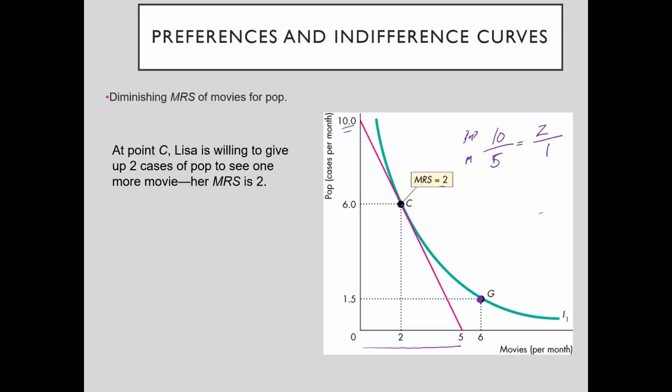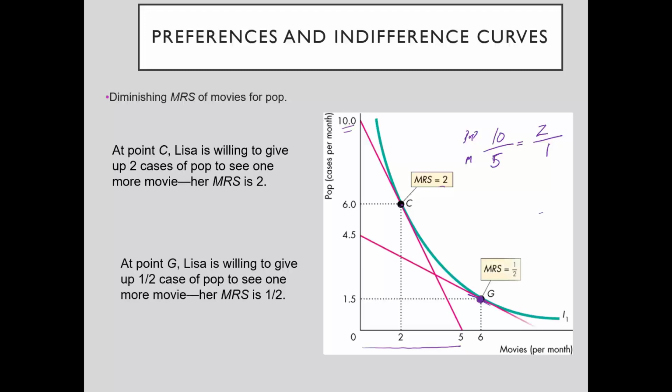At point G, let's draw a line that is tangent. Tangent means it's just touching the point G. And what is the marginal rate of substitution in that case? Well, it is 4.5 she gives up for 9 units. Calculating that, you would get half, and that is the marginal rate of substitution.